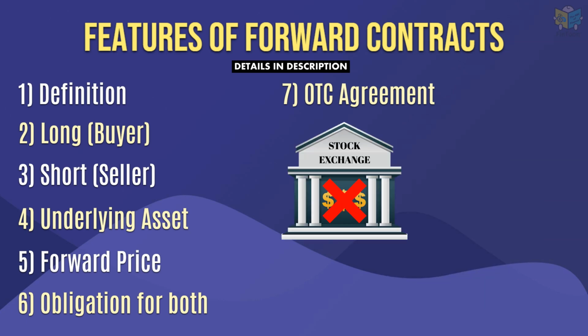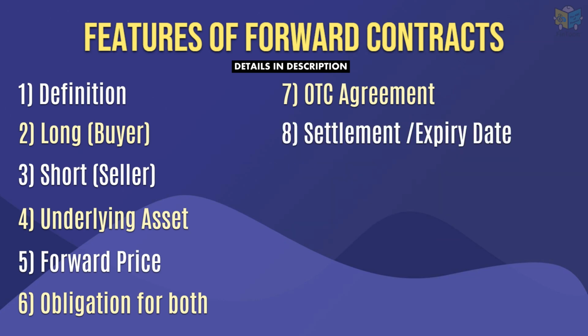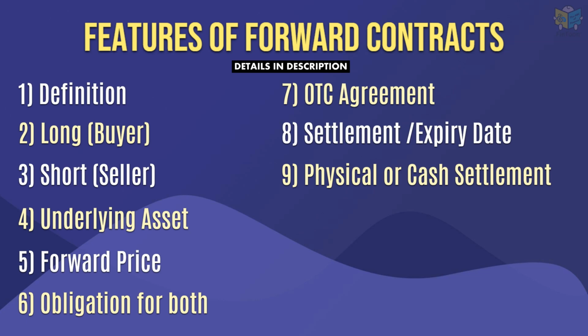The contract is not traded on a centralized exchange and is not regulated. The contract is usually settled only on the expiry date, though it can be closed out before through mutual agreement. The forward contract can be physically settled or cash settled. In this case, it is physically settled. It is widely used to hedge or speculate against price fluctuations.